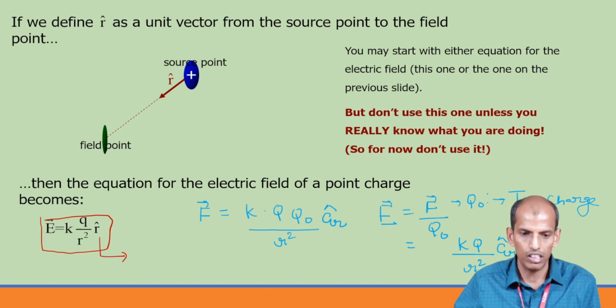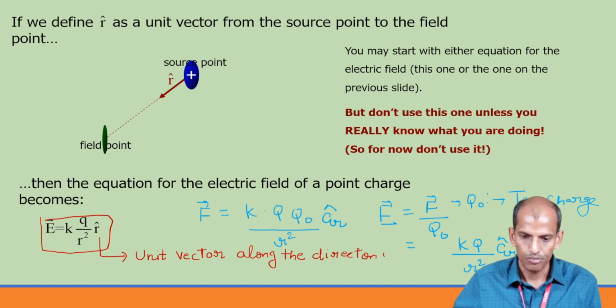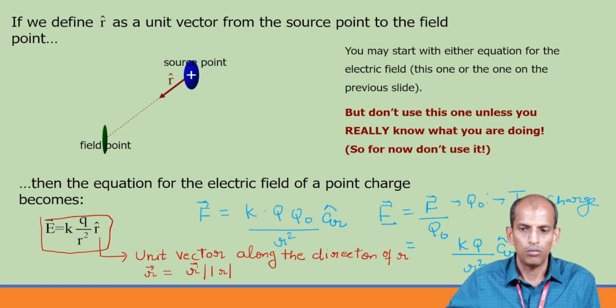And again, R hat is the unit vector. That also we should know. R hat is the unit vector along the direction of R. That's also important. And of course, unit vector, from our school level physics knowledge, we know that it is nothing but a vector divided by its mod. That is a vector over its mod. So this was all about the equation of the electric field.